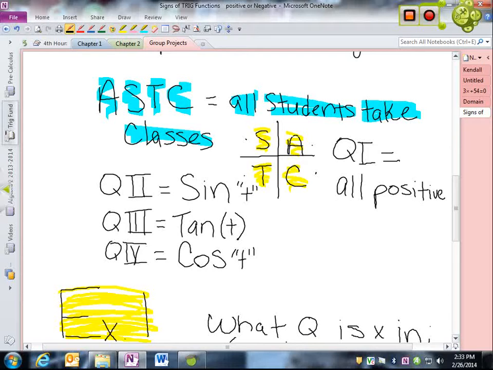S stands for sine. So in quadrant 2, sine's positive, cosine and tangent are negative. In quadrant 3, tangent is positive, so sine and cosine are negative. And in quadrant 4, cosine is positive, so sine and tangent are negative.